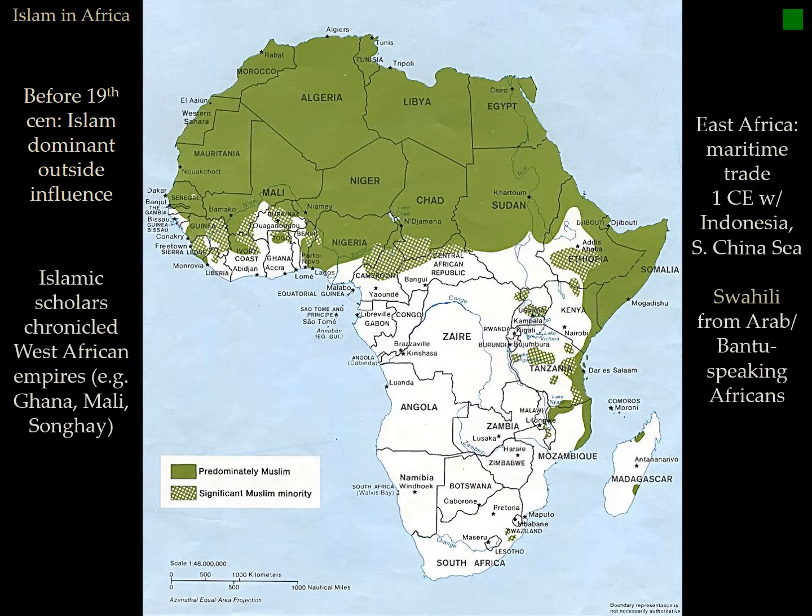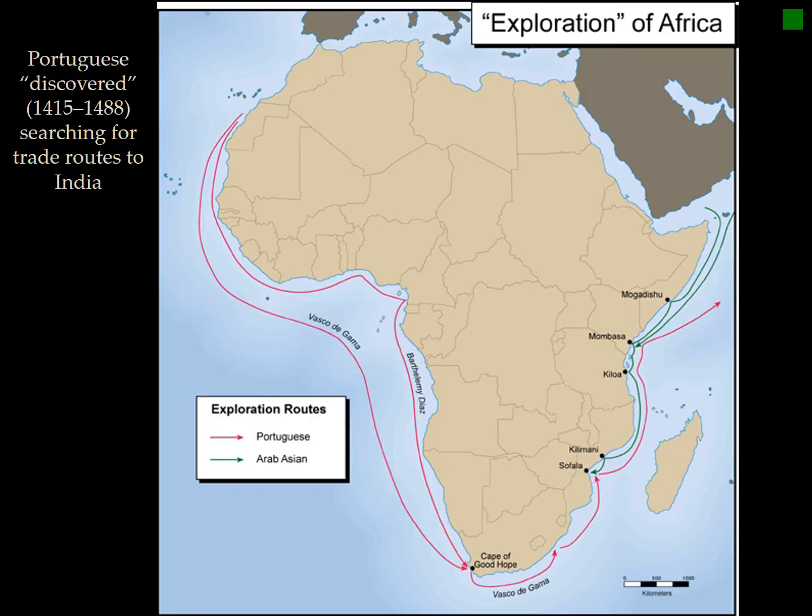In East Africa, we have maritime trade, beginning in the 1st century with Indonesia in the South China Sea. The language that is so commonly associated with Africa, Swahili, is actually born from a combination of Arabic and Bantu-speaking Africans. Thus, the influence of Islam cannot be understated in the development of Africa. The Western discovery, if you will, as it was called, by the Portuguese, that lasted periodically between 1415 and 88, is the result of this culture searching for trade routes to India, much as the story we are told of Christopher Columbus.